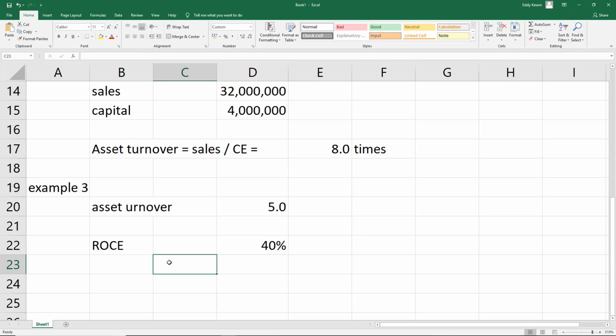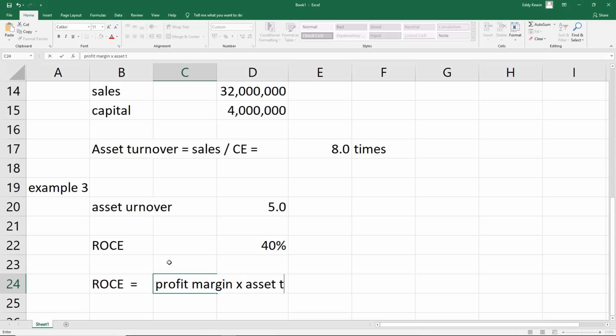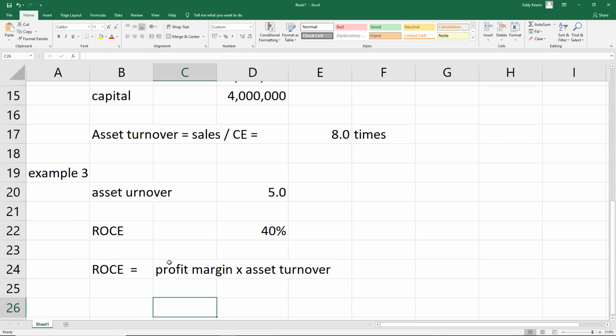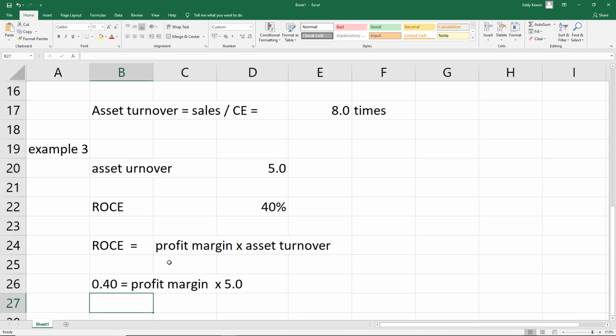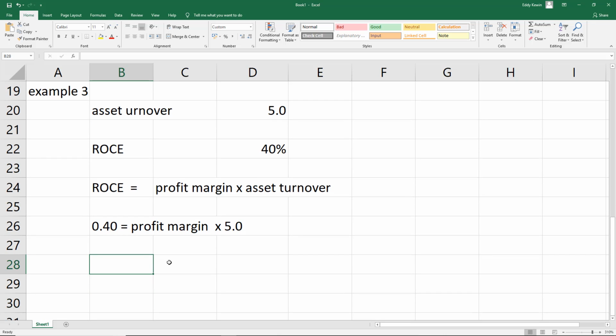What the question now says is, what were the net operating profits? So if I was to say that ROCE equals my profit margin multiplied by my asset turnover, what I can now do is start putting some of these numbers into the calculation. So my ROCE is 0.4, because that's 40%, equals my profit margin, and I'm not sure what my profit margin is just yet, all multiplied by my asset turnover, which is 5. So 0.4 equals profit margin multiplied by 5.